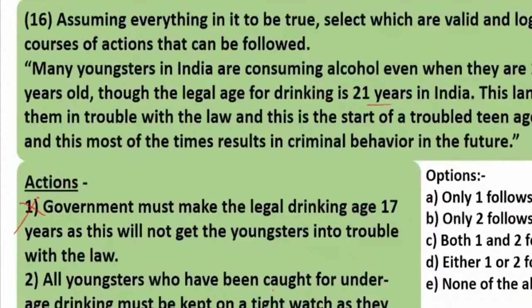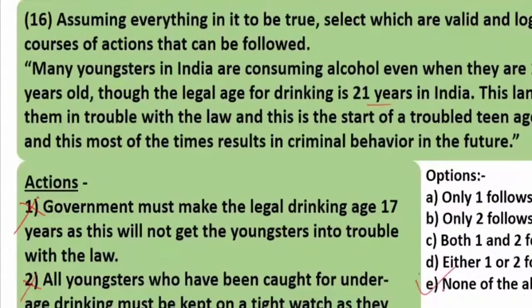All youngsters who have been caught for underage drinking must be kept on a tight watch, as they may become criminals in future. Again, this is wrong, as this is a very harsh action. It might have happened that the person consumed alcohol by mistake. So keeping everyone on tight watch is infringing privacy. So none of them follows.